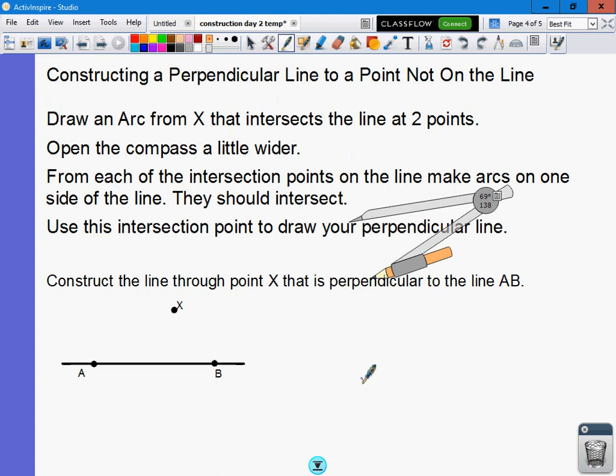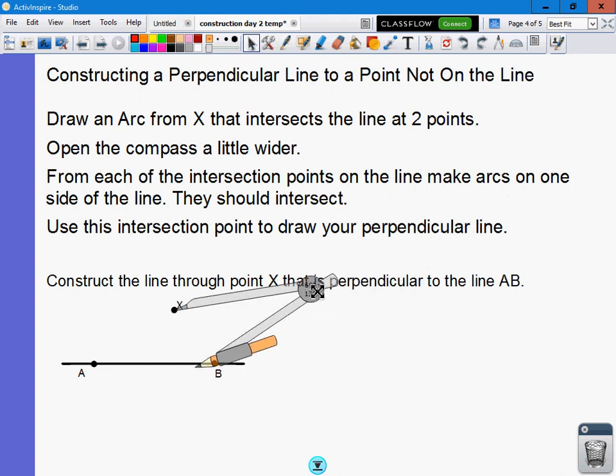Okay. Now we're going to construct a perpendicular line to a point that's not on the line. So you can see that I have this segment AB, and I have X up here that's not on the line. I want to construct a segment that's going to go through X but still be perpendicular to AB. So we're going to pick up our compass, and we're going to place the point of our compass on point X.